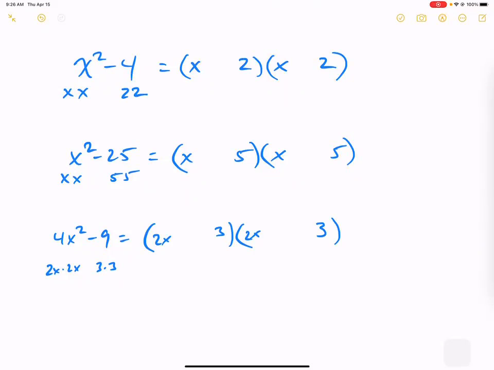If I have a difference of two squares, a square in the front and a square in the back, and we're subtracting, the word difference means subtraction, we actually have almost an auto answer now. It's almost automatically going to be this.